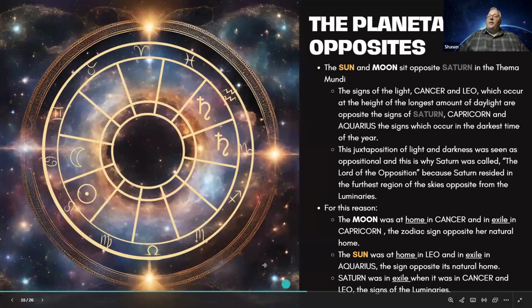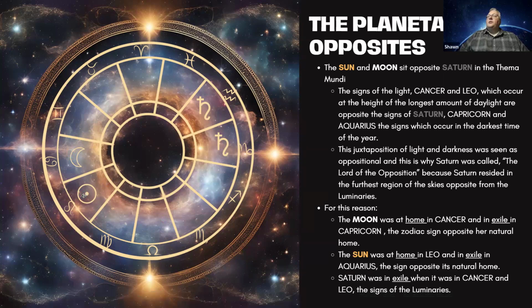We're going to start with the signs of the sun and the moon, which should be opposite the signs of Saturn, the signs of Capricorn and Aquarius. So with the sun and moon being opposite Saturn in the Thema Mundi, the signs of the light are Cancer and Leo that occur during the height of the summer season.